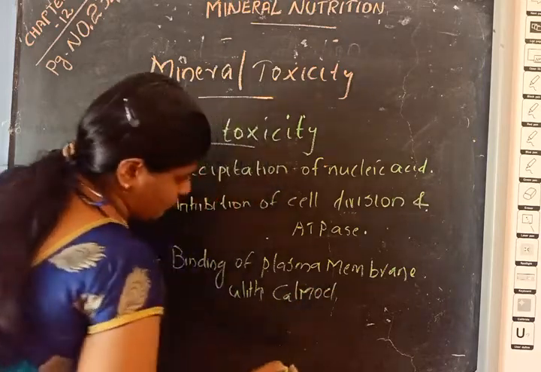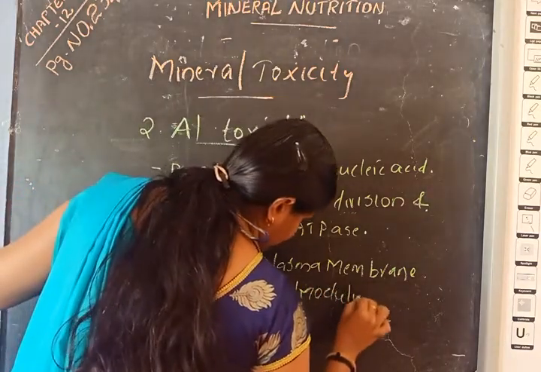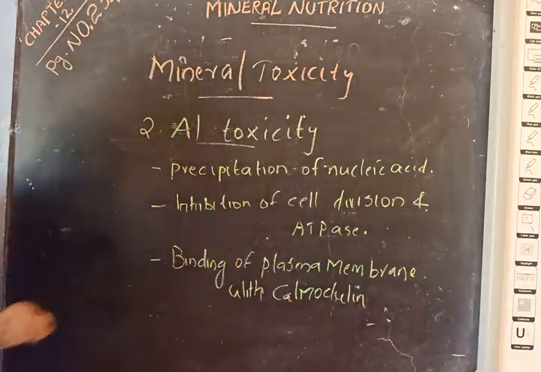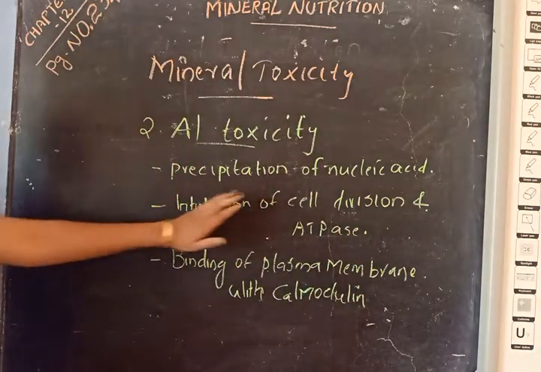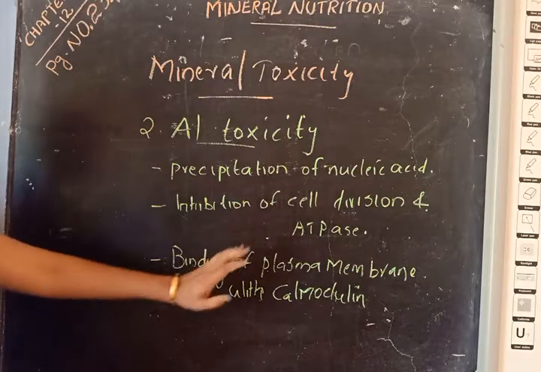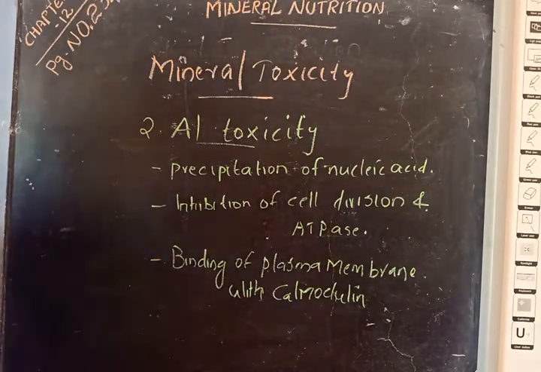Calmodulin is a calcium binding protein. So, aluminium toxicity may cause the precipitation of nucleic acid, inhibition of cell division and ATPase enzyme, and binding of plasma membrane with calmodulin.